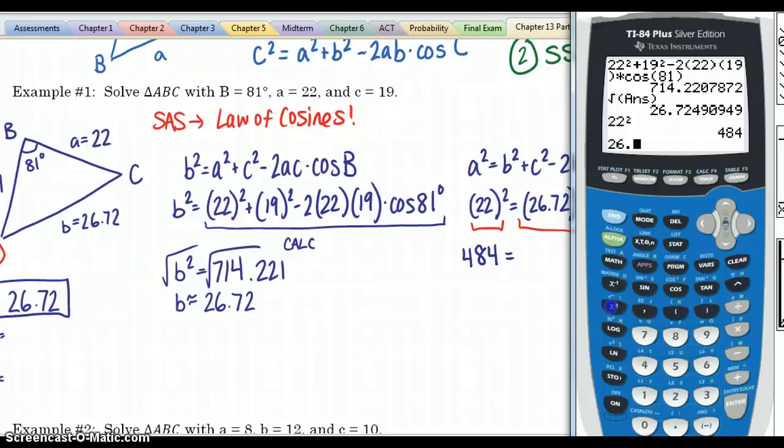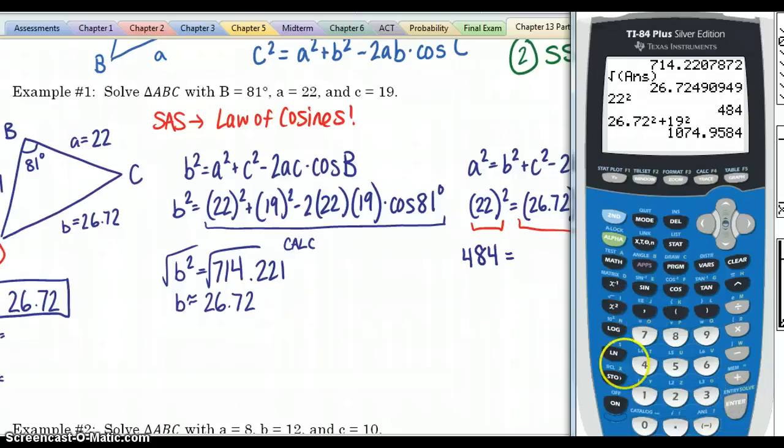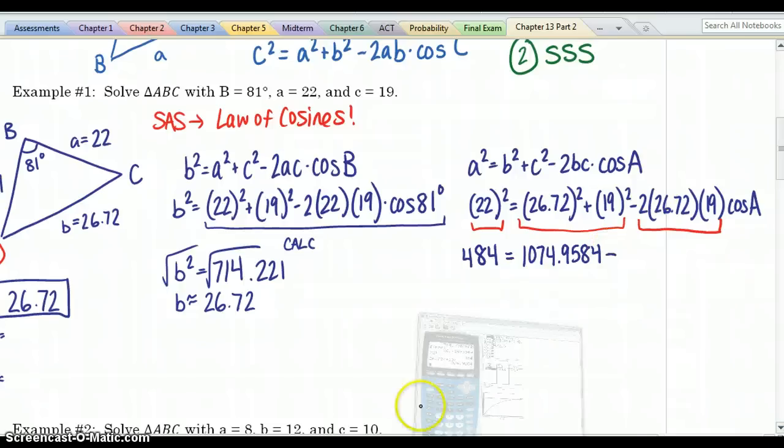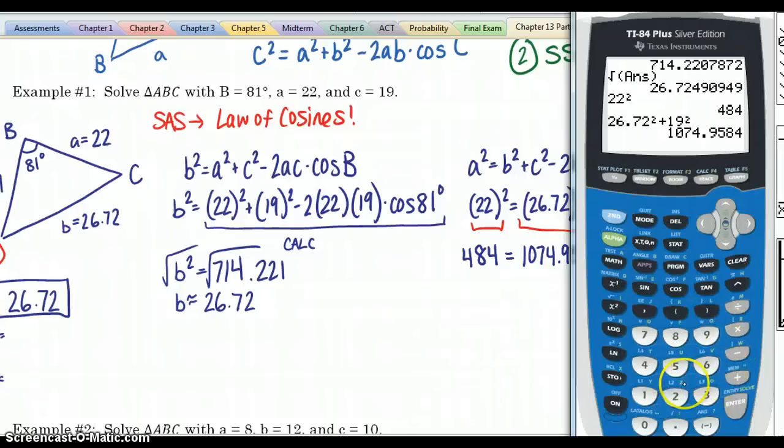26.72 squared plus 19 squared is 1074.9584. I really don't like to round too early because otherwise it can give you a messed up answer sometimes, so I try not to round if possible. And then I'm going to type the second part in. So it'll be minus, and then I'm doing 2 times 26.72 times 19.